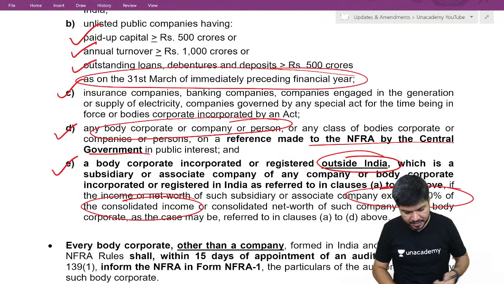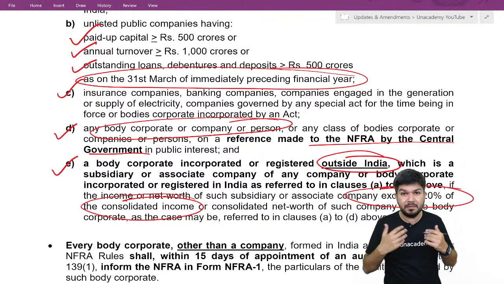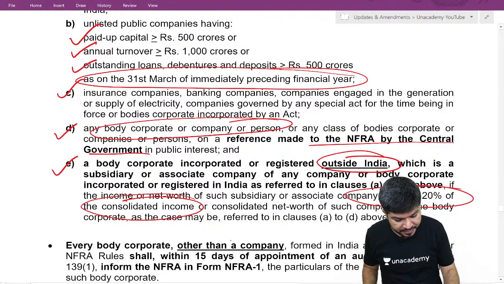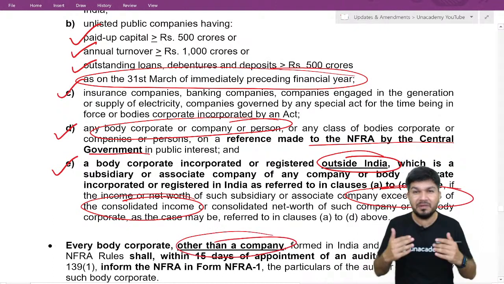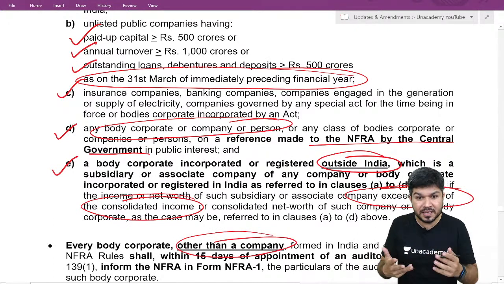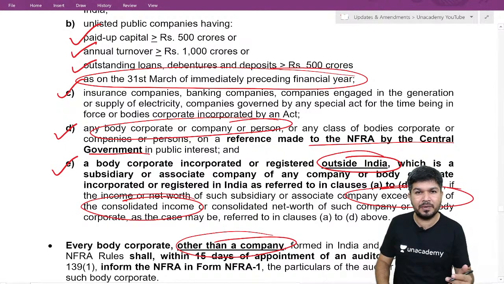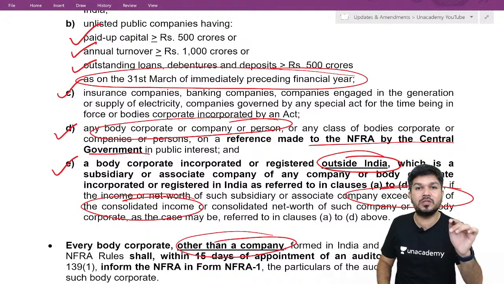Clear with this? Next, every body corporate other than a company. See, if it's a company, the company will file ADT 1. Other than a company, anyone covered under NAFRA needs to inform NAFRA within 15 days once they appoint the auditor.